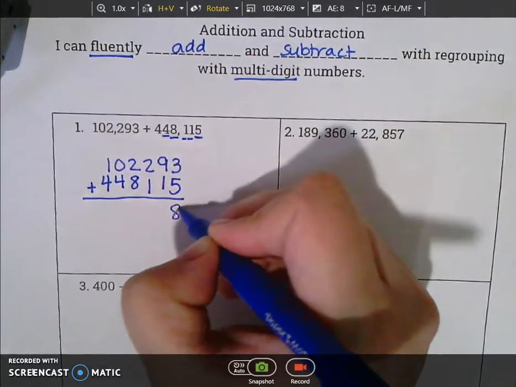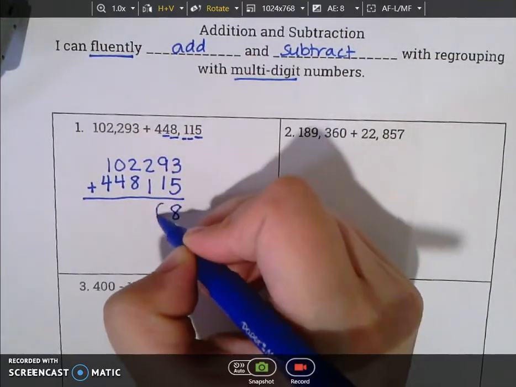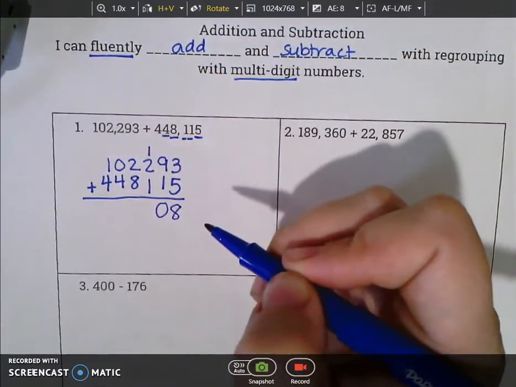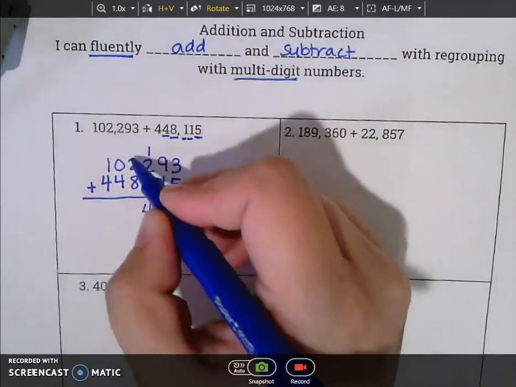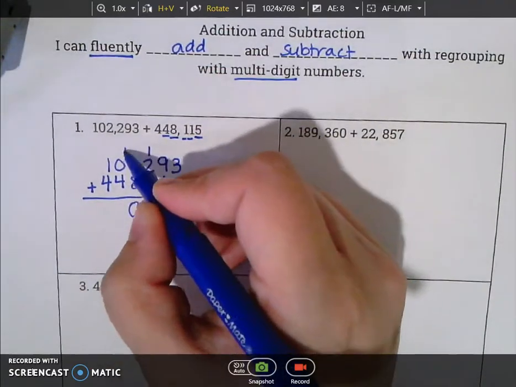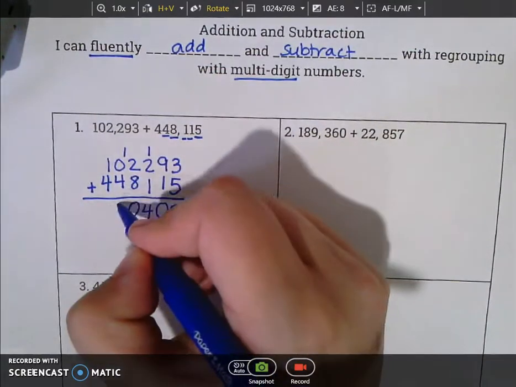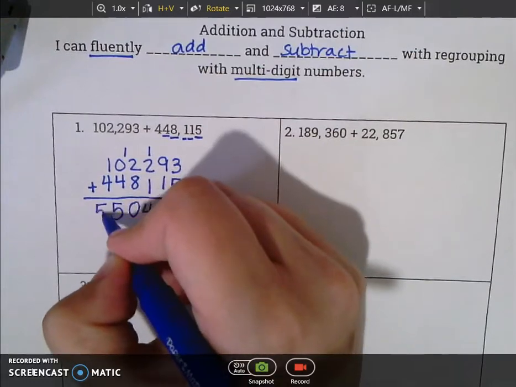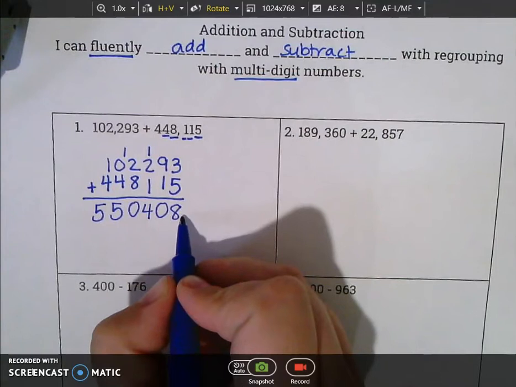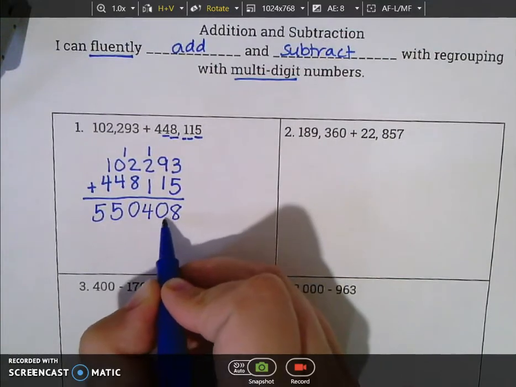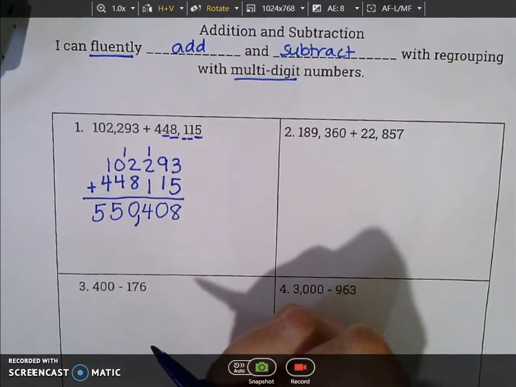3 plus 5 is 8. 9 plus 1 is 10. Carry my 1. 1 plus 2 is 3. Plus 1 is 4. 2 plus 8 is 10. 1 plus 0 plus 4 is 5. And 1 plus 4 is 5. Now that I've got my answer, I can go ahead and put my comma, starting at the ones place, counting over 1, 2, 3, comma.